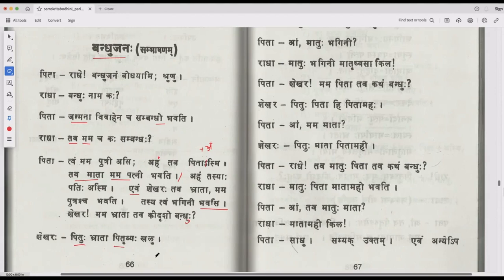What does Jeshtha Pitruvyah mean? Pituhu bhrata is equal to pitruvyah. Okay. So he is asking, what sort of a relation is my brother to you? And so he says, my father's brother is pitruvyah. Kalu indeed. Kalu is an avyaya, and he says it is indeed. He is naming all the relatives. Sister, sister-in-law, aunt, uncle, these are all names, right? So in the same way, you are naming the relatives in Sanskritam, this lesson.